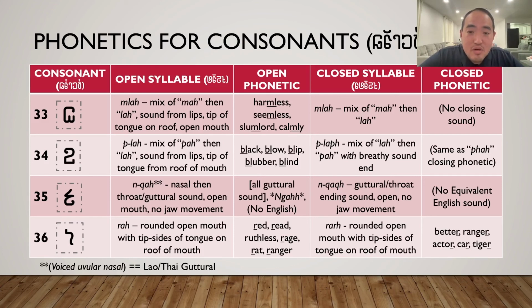Now for the closed syllable, it'll be rar. It's a rounded open mouth with the sides of the tongue to the roof of the mouth, with more of a closing motion of the mouth. You'll hear this in the words better, ranger, actor, car, tiger. And that's how you pronounce ra, rar. If you can add the trill, I wouldn't say it's better, but it'll be fun as well, because that's how you'll pronounce this rar as well. Okay?